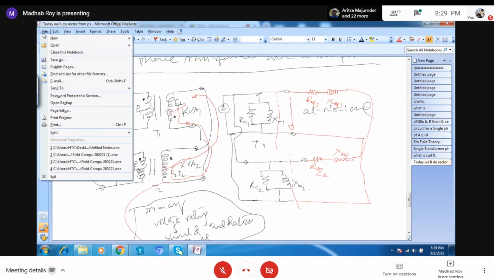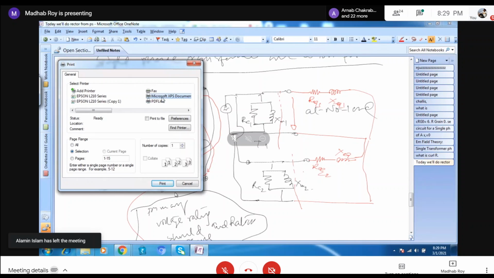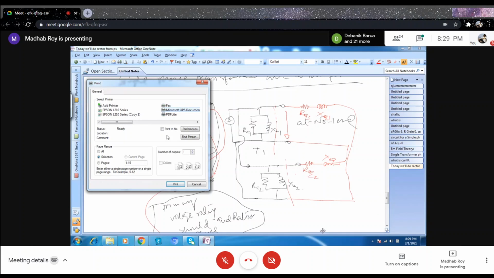Now I want to print it. What is Microsoft XPS document? Do you have this?